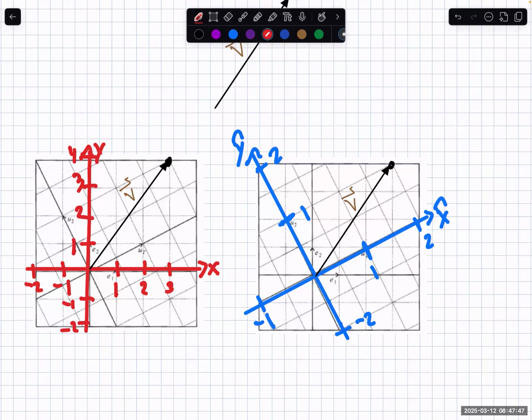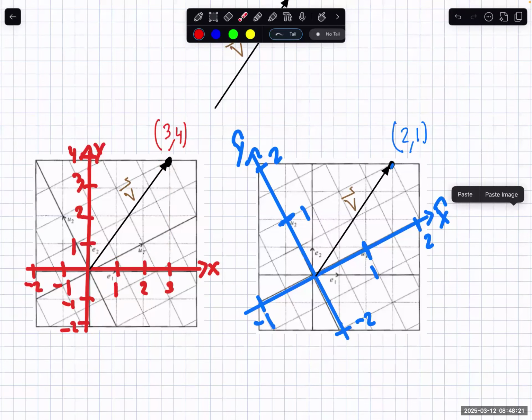Relative to the standard coordinate system, the endpoint of v is 3, 4. And relative to this new coordinate system, the endpoint of v is 2, 1. Make sure you see this. To get to this endpoint, I go 3 in the x, 4 in the y. Or if I'm working in the new coordinate system, to get to this endpoint, it's 2 in the x, 1 in the y.